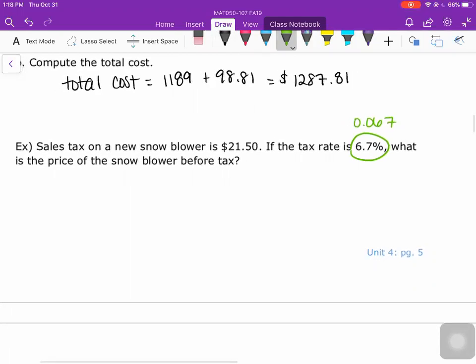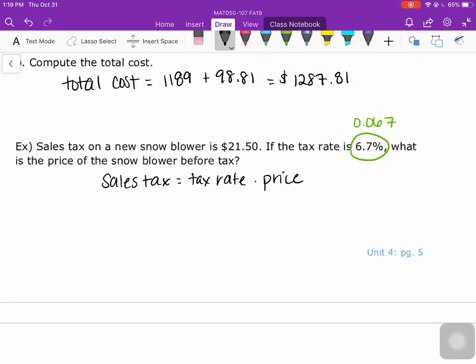Good. Now we know the relationship between price and sales tax. The sales tax equals the tax rate times the price. Which pieces of this equation are we provided in the problem? The sales tax and the tax rate. And it asks us what's the price before tax, so that's the unknown, that's our price.